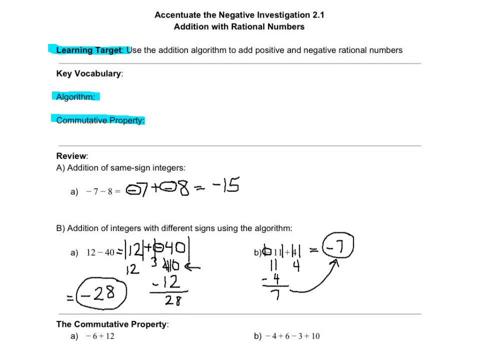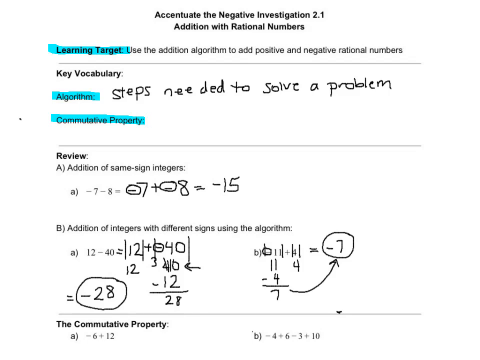Now, having done that and reviewed our algorithm, we can go back up to vocab and actually define the first vocab word. The definition of algorithm is the steps needed to solve a given problem. So for part A, that was simply to add like normal and keep the sign that was with both integers. And for part B, it was to use absolute value to subtract and then solve and keep the sign of our greater absolute value. Of course, this is all with integers, so it was review, and in just a few minutes, we're going to apply that to rational numbers.